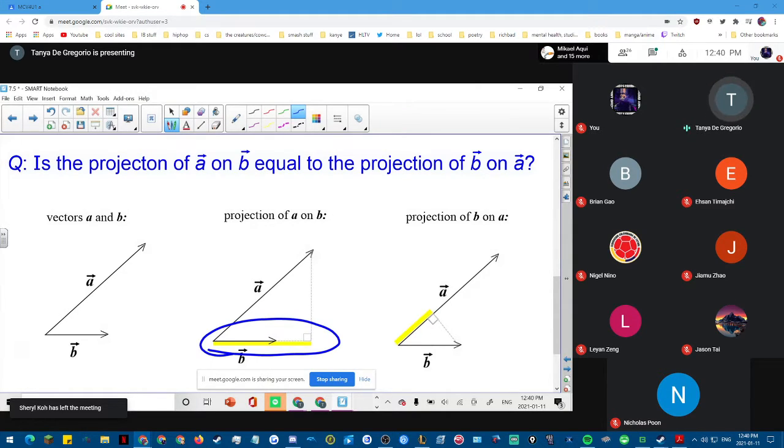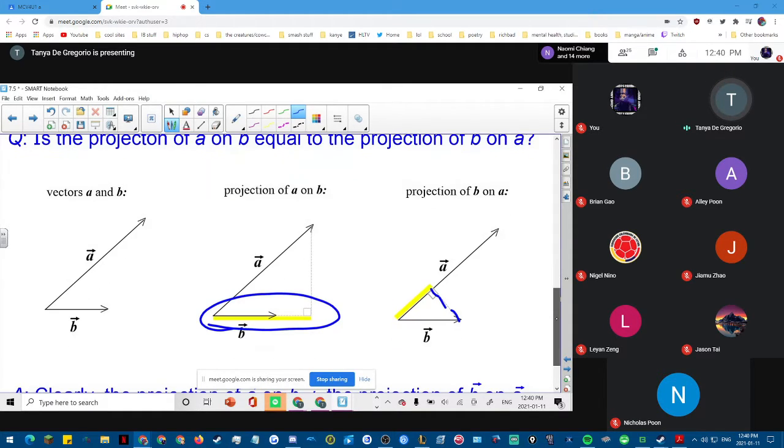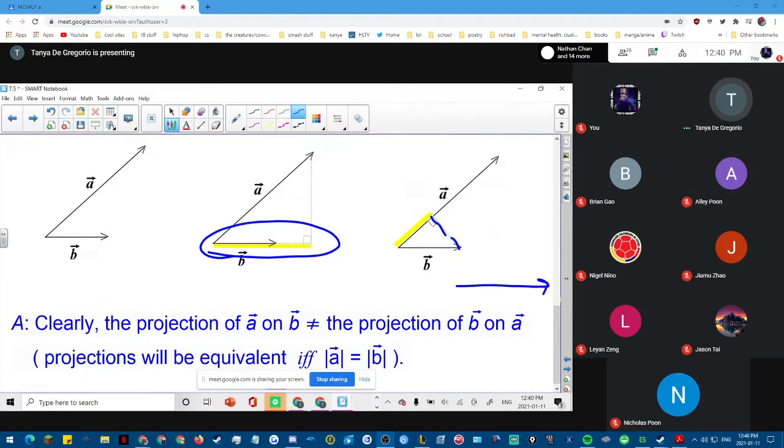Now, if I want to find the projection of B onto A, well, then I have to drop my perpendicular this way. And you could just redraw this if it's easier for you. That's not a big deal. You could put A now here, and you could have B, which is shorter. We do it this way just so that you can see the exact lengths, from B onto A and A onto B. All right, and so what you should notice is that the magnitude is a lot shorter, so the projection is not the same. Okay, when will the projection be the same? Well, it will only be the same if the magnitude of A is equal to the magnitude of B.